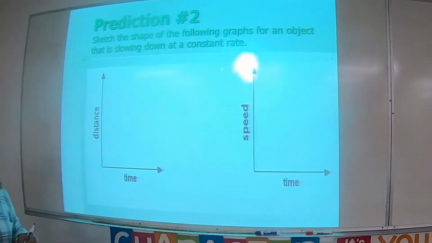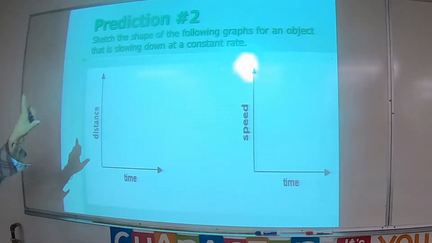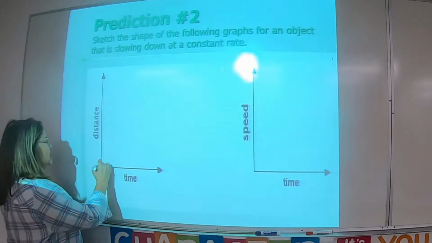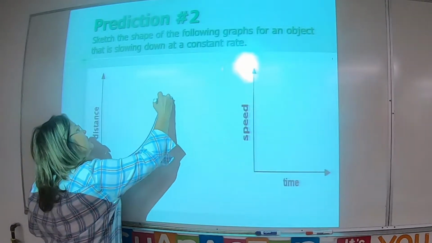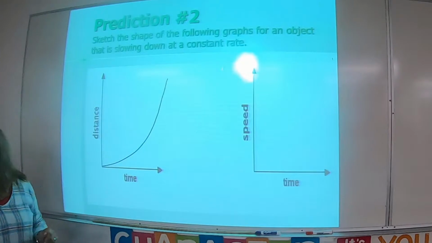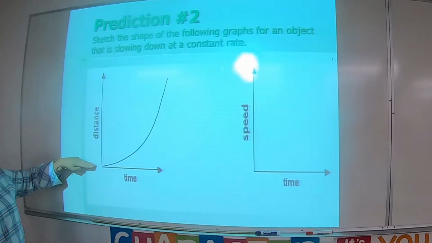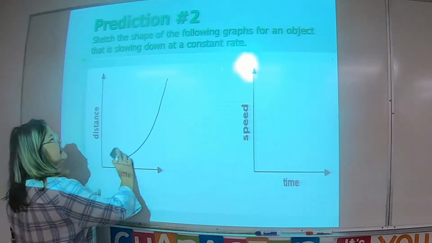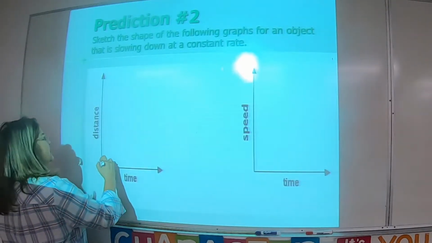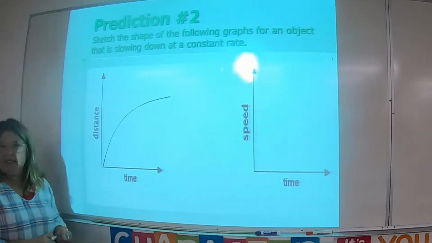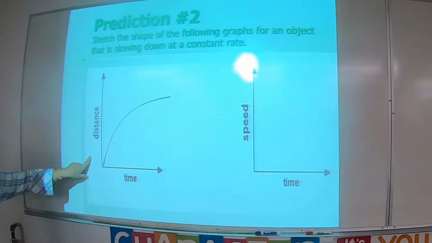So the top part here says sketch the shape for an object that is slowing down at a constant rate. Slowing down. So if it's slowing down at a constant rate, we should have something like that. Or, sorry, that's not slowing down. That doesn't work. Here, that. Okay, that is slowing down at a constant rate.